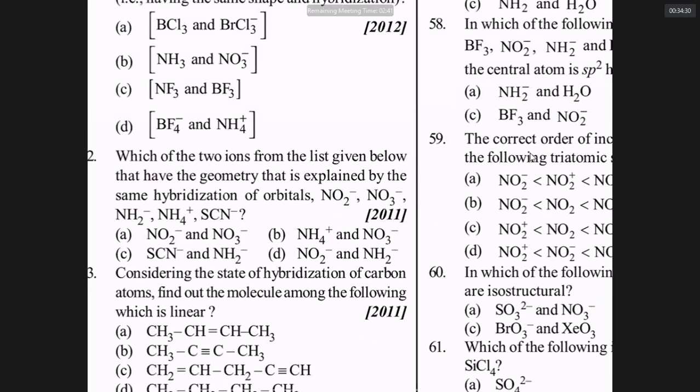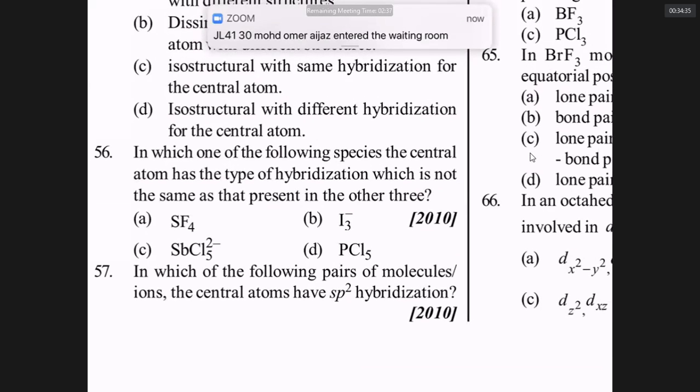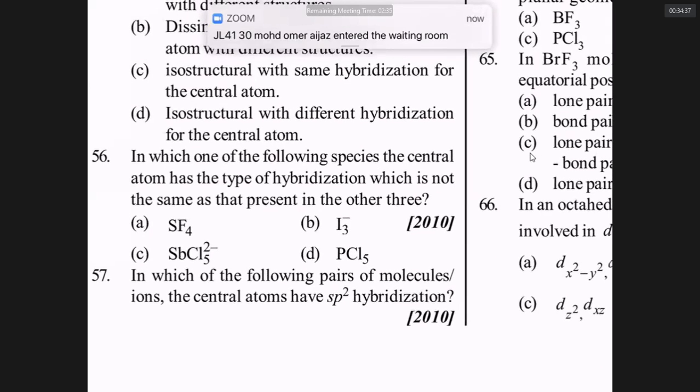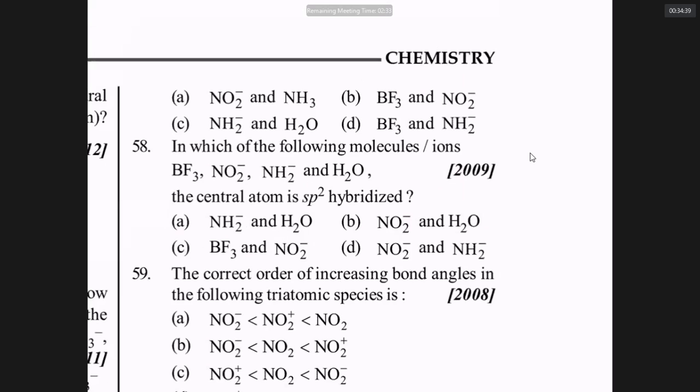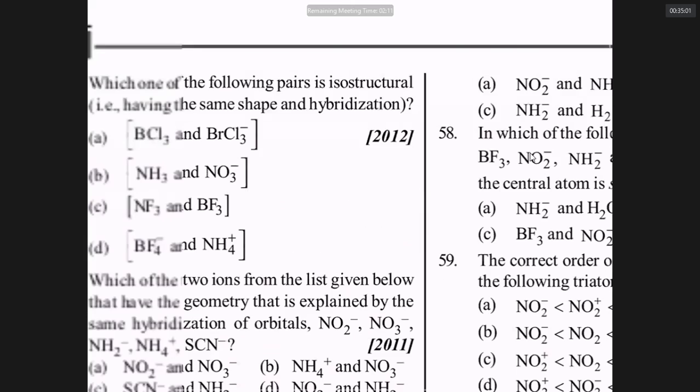A bit difficult question. In which of the following pairs of molecules or ions do the central atoms have sp2 hybridization? Same question. Sir, NO2 minus and option B. What is the answer, sir? BF3 and NO2 minus. Perfect. Just now we have seen BF3 and NO2 minus. They asked you the same question two times.